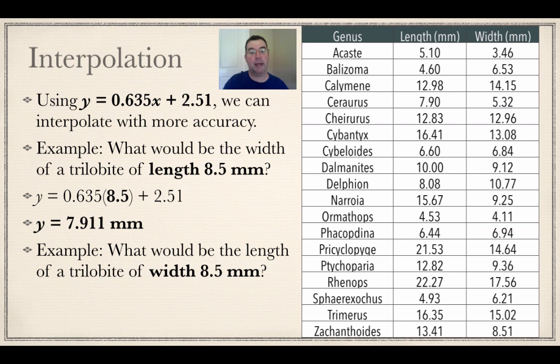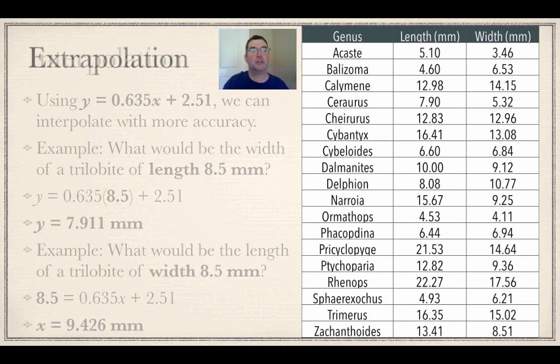And then if it was the other way, if I'm given a y of 8.5, then what would be the x value for that y value? So I replace y with 8.5, and I solve for x, and I get that x is 9.426. And the same thing works for extrapolation.